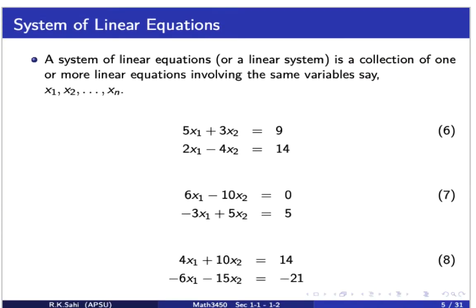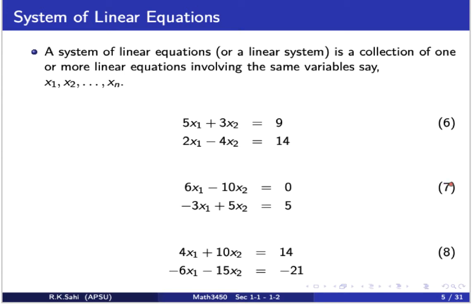Okay, so let's start with system of linear equations. We say a system of linear equations, or a linear system, is a collection of one or more linear equations involving the same variables. For example, let's look at the linear system given by equation 6. This is a linear system. I'll be using the abbreviation LS. 5x1 plus 3x2 equals 9, 2x1 minus 4x2 equals 14. It is a linear system with two linear equations and two variables, x1 and x2.